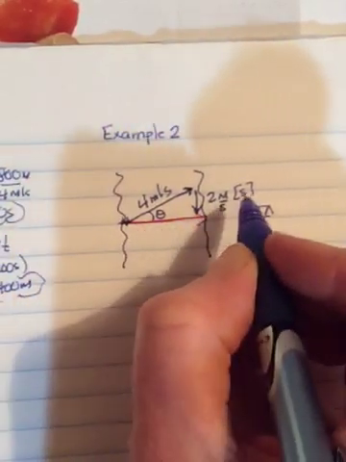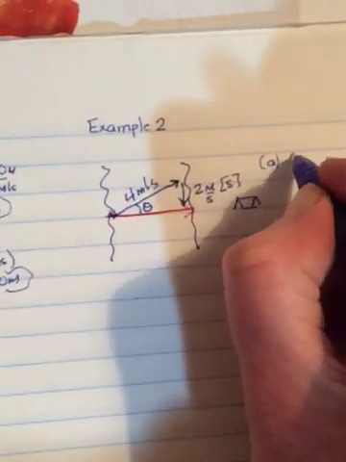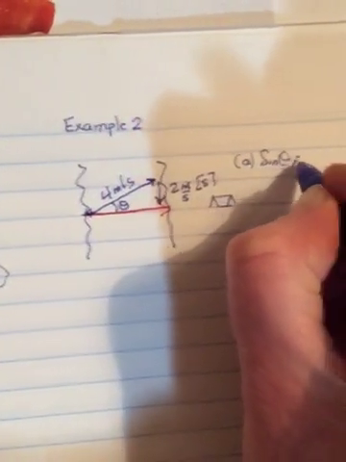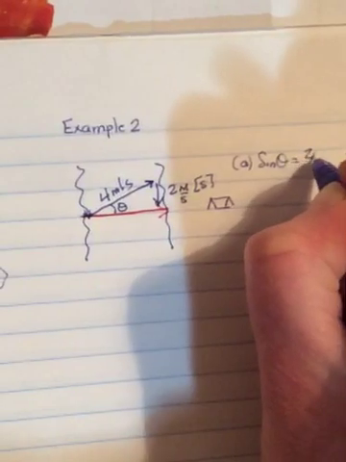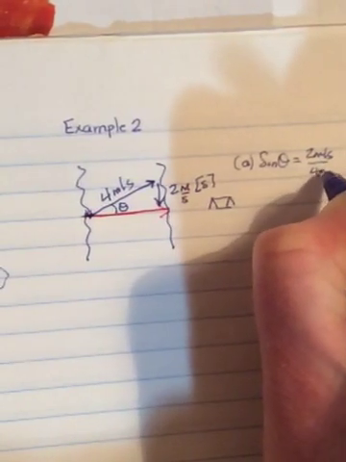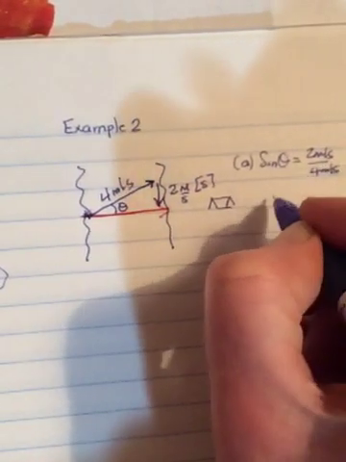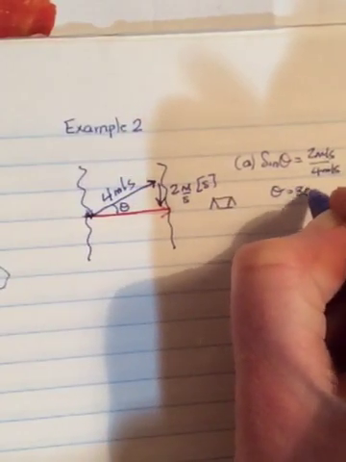Well, it's a right angle triangle, and I have the opposite and the hypotenuse. So in part A, I just have to do sine theta equals opposite over hypotenuse, and that's 2 meters per second over 4 meters per second, which is 0.5, so theta is 30 degrees.